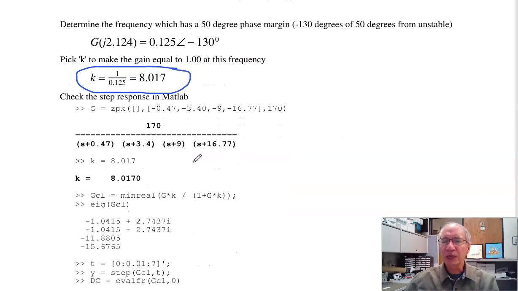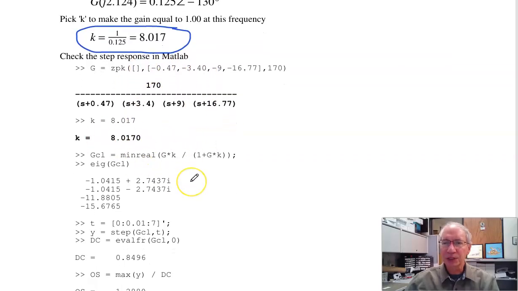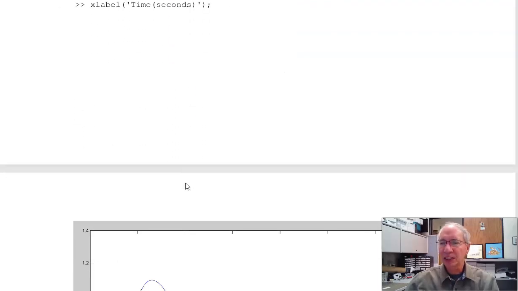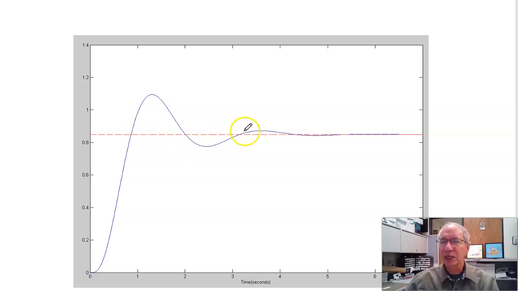If I find the closed loop gain at that point, here's G, there's K, from the closed loop system. Plot the step response to the closed loop system, and here's what it looks like. There's the step response, here's the DC gain, there's the overshoot.